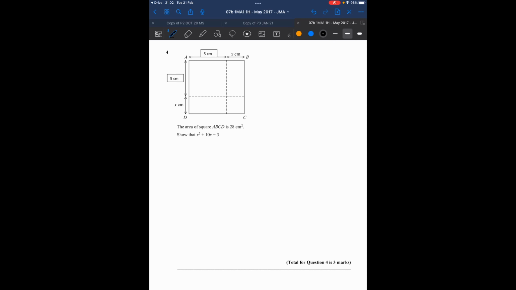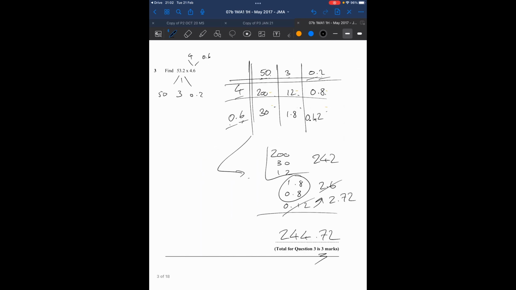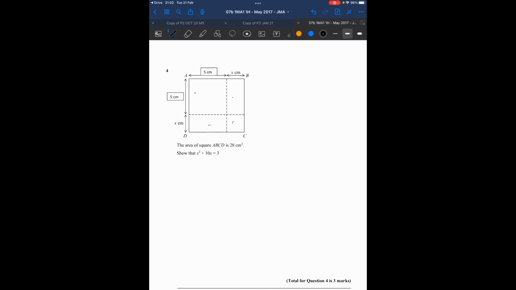Now you're going to see why we just did this. Have a look at question 4. What does this look a bit like? Looks a bit like a grid. So this is a square. The area of square ABCD is 28 centimeters squared. Show that... Lots of people find this kind of question really, really difficult, but you just need to start trying to work some stuff out and then try and understand why all the information is there.